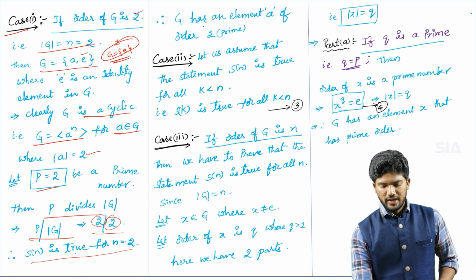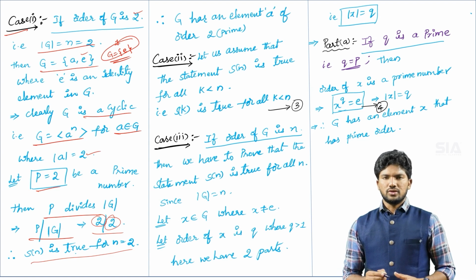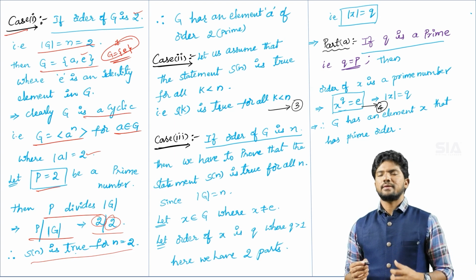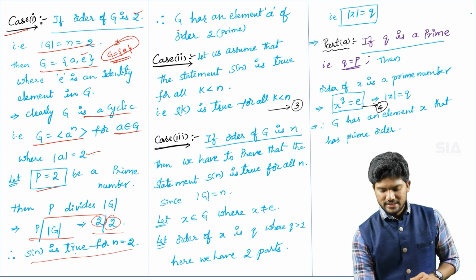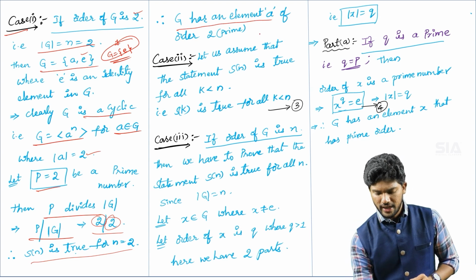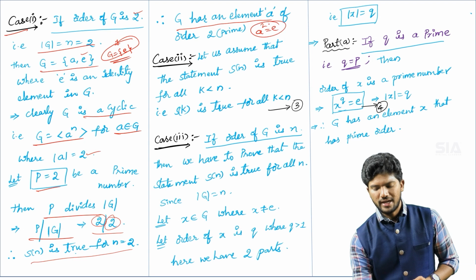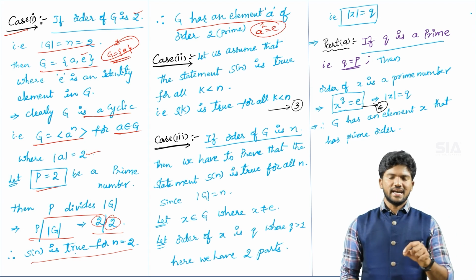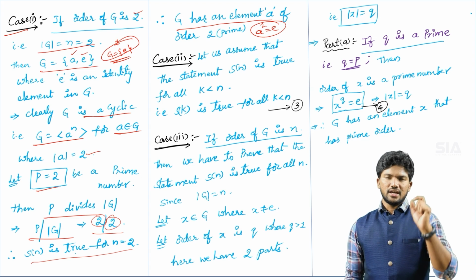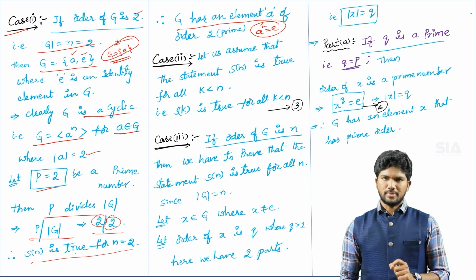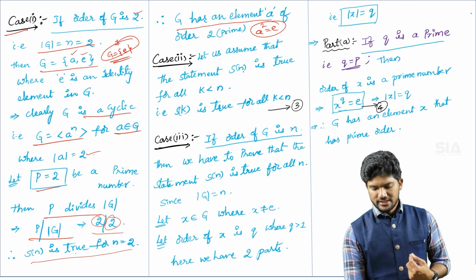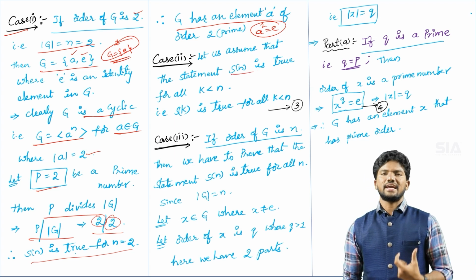Therefore whenever the order of a group is equal to 2, and that order is divisible by a prime number, we can say that G has an element small a of order 2. Then you can write a square is equal to small e. That is the meaning of that statement: G has an element a of order 2. That is case 1. In case 2, let us assume that the statement S of n is true for k less than n.